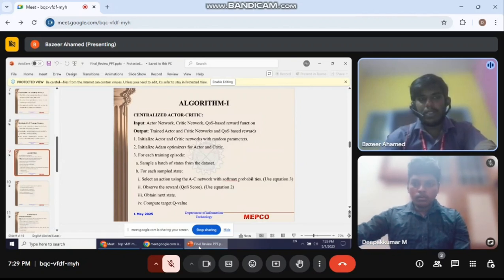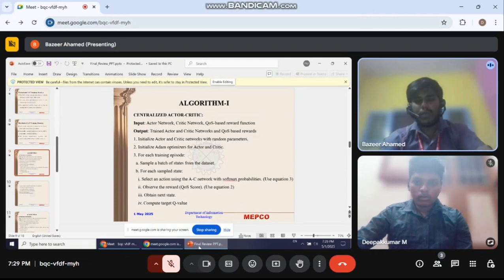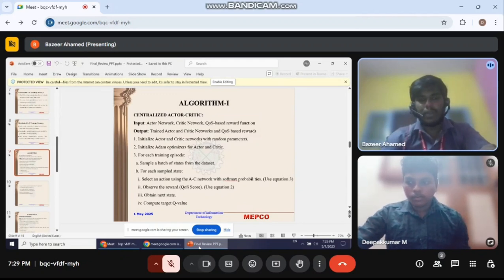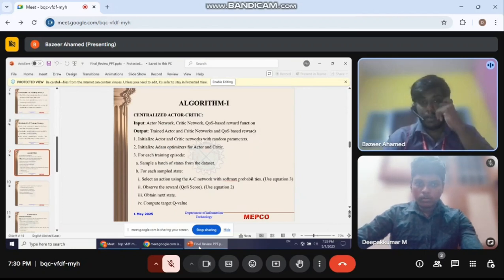So here the central strategic algorithm has only one RSU to calculate the rewards. The inputs are the critic network, actor network, and QoS-based rewards. The output will be the enhanced quality-based rewards. The main parameters like data rate, packet delivery, and end-to-end delay will be evaluated depending upon the algorithm.